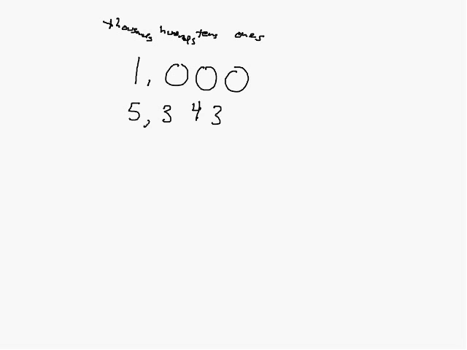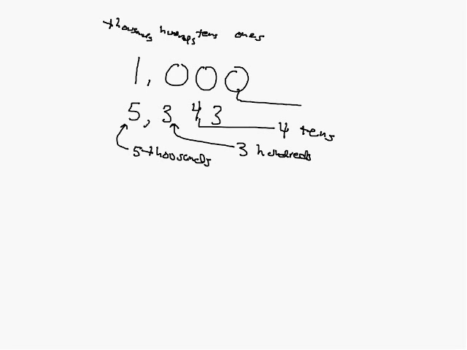Now when we write 1,000, what do we really have? What we have is a 0 in the ones position, a 0 in the tens position, a 0 in the hundreds position, and a 1 in the thousands position. Makes sense, right? So if we have 5,343, that means I have 5 thousands, and I have 3 hundreds, and I have 4 tens, and I have 3 ones.